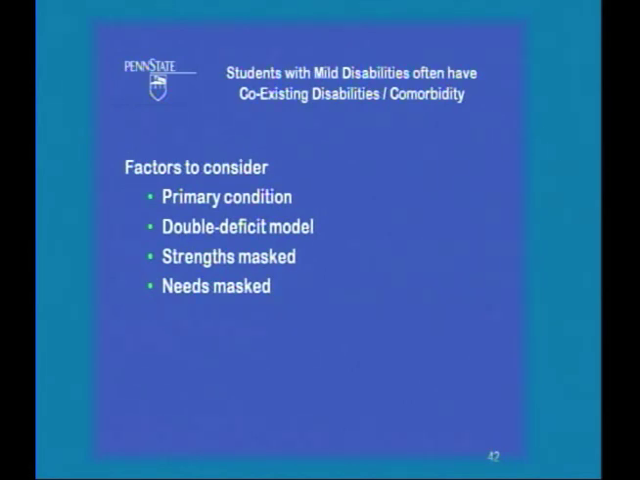with a learning disability who has a primary disability of depression. The student may receive treatment for the learning disability, academic interventions, and not the necessary psychiatric interventions to benefit the child. There are also students, when these students have double coexisting disabilities, they have what we call a double deficit model.